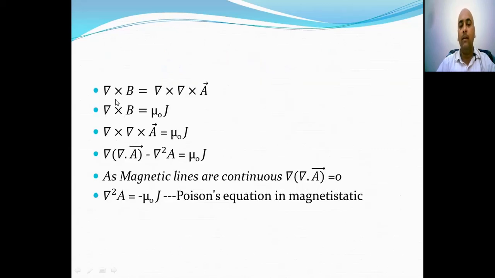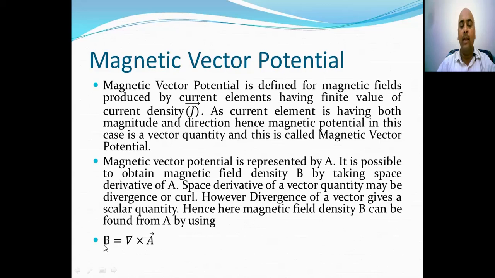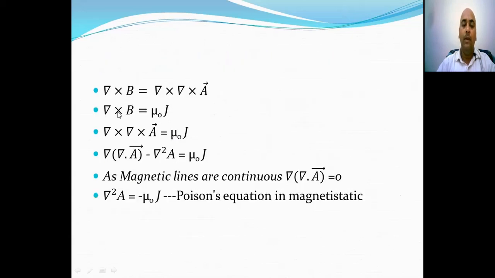If we take the cross product on both sides using the operator del, then we obtain del cross B is equal to del cross A. Now from Ampere's law we have del cross B is equal to mu naught into J, where J is current density, that is, current per unit area. So from here we obtain that curl of curl of A is equal to mu naught into J.